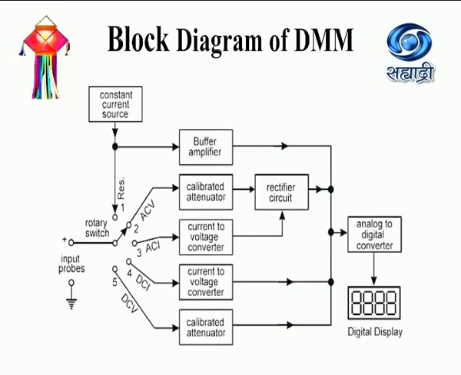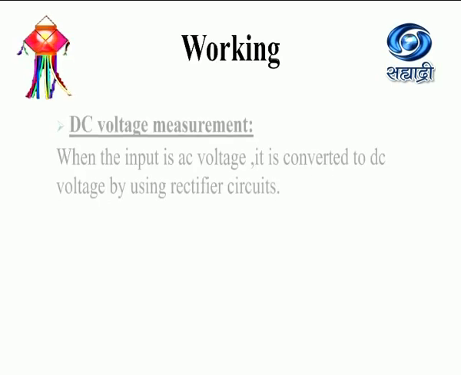The outputs of all these blocks are connected to the analog to digital converter because the outputs of these blocks are in analog form and we have to convert these analog signals into digital signals. That's why the ADC, the analog to digital converter, is used, and that ADC is connected to the digital display, which is in the form of a liquid crystal display. So let's see the function of each block.